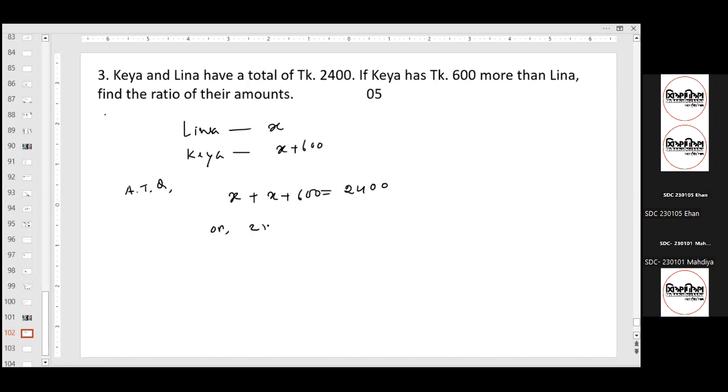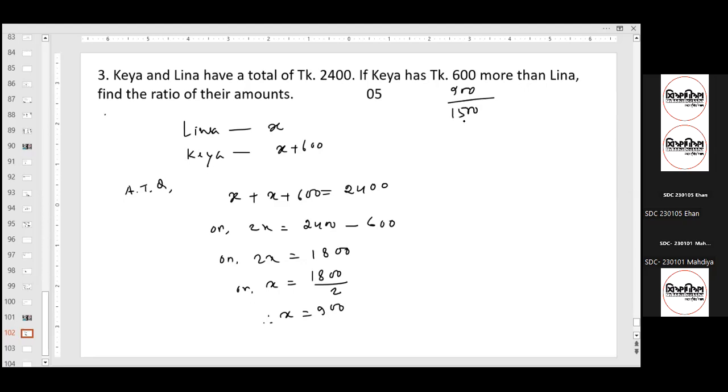Or 2x is equal to 2400 subtract by 600, or 2x equals 1800, or x is equal to 1800 divided by 2. Therefore x equals 900. As x equals 900, I mean Lina has 900, Kia has 900 plus 600, which will be 1500.